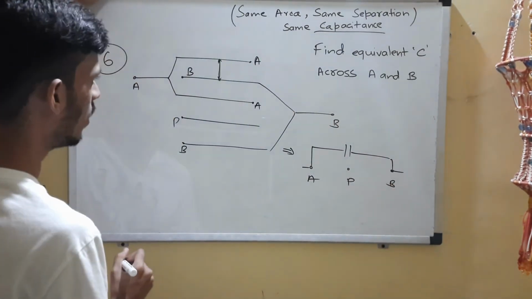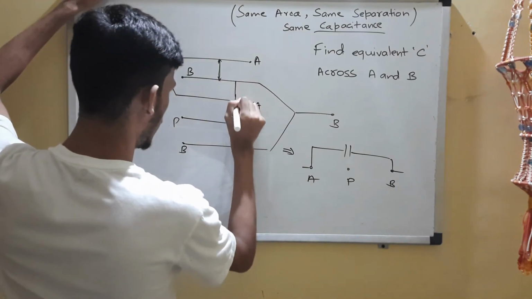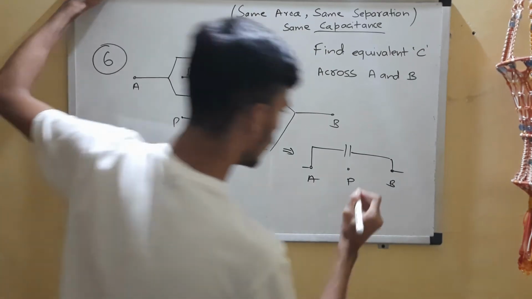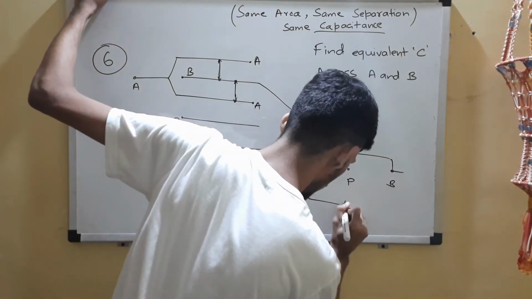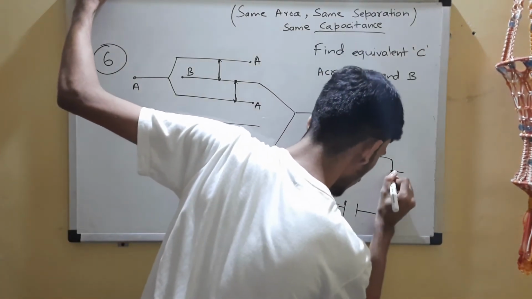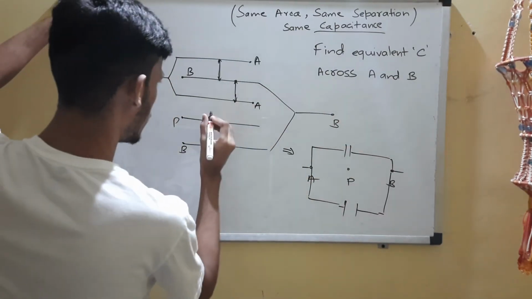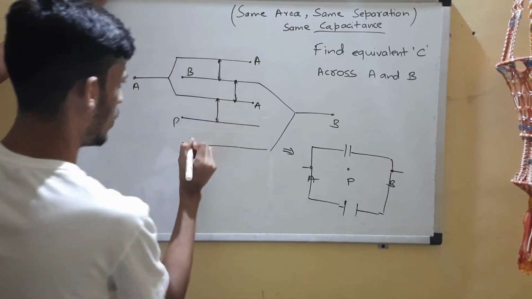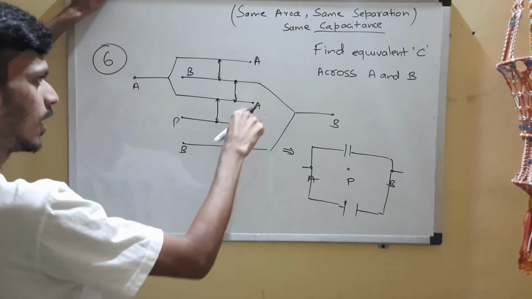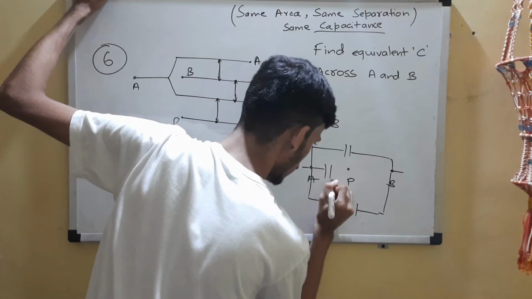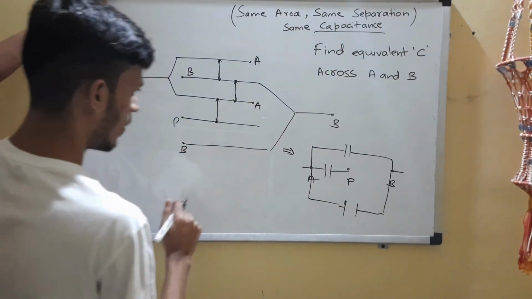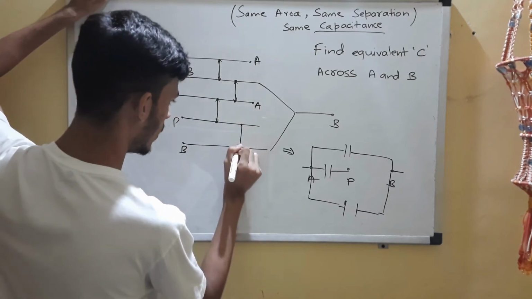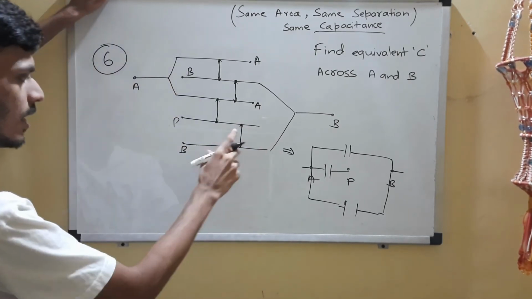Okay, now this one is also connected between A and B. Yes, one is connected to A, one is connected to B. So one plate to A and one plate to B. Now these two plates, you can see that one is connected to A, the other one is connected to P, right? Somewhat like this. And coming to these two, one is connected to P and one is connected to B. So it's between P and B.